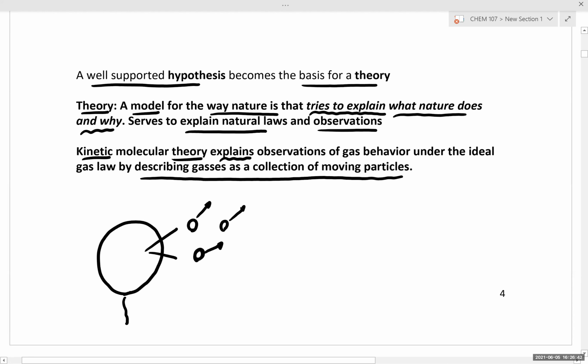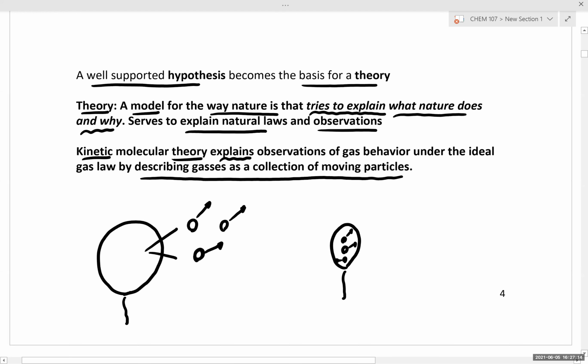And based on the temperature, these particles will move more or less rapidly. And so at low temperatures, your volume contracts because there's a smaller amount of molecular motion pushing out against the walls of your balloon. The particles in your balloon are moving less rapidly, they're colliding with the walls less frequently and with less force, so the balloon contracts.